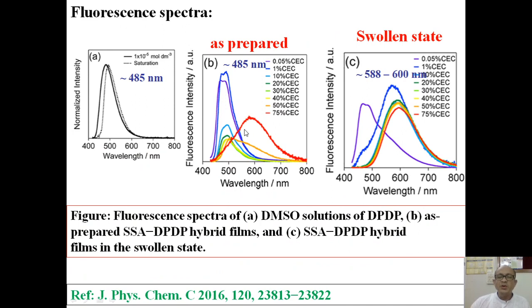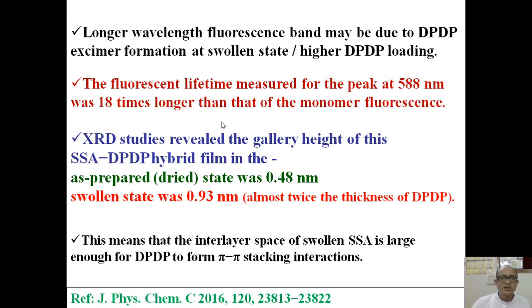So to have an idea why this color change occurs, we studied some spectroscopy. You can see this is for the as-prepared films, the fluorescence spectra with a monomer peak at 485 nanometer. In the swollen case, you can see the peak shifted to 588 to 600 nanometer, and a broad structureless band occurs. This is normally characteristic of excimer formation. To confirm this, we measured the lifetime of both peaks, the monomer as well as the proposed excimer, and we can see that the 588 nanometer band has an 18 times longer lifetime than the monomer fluorescence, which gives the idea that this is due to excimer formation.